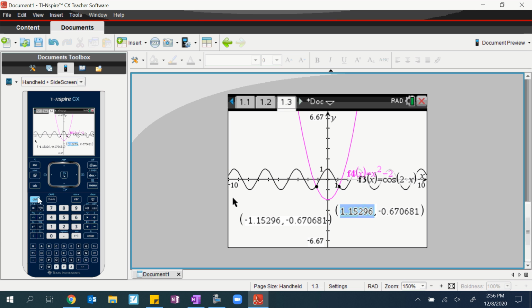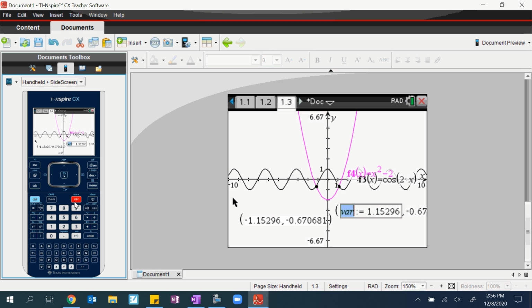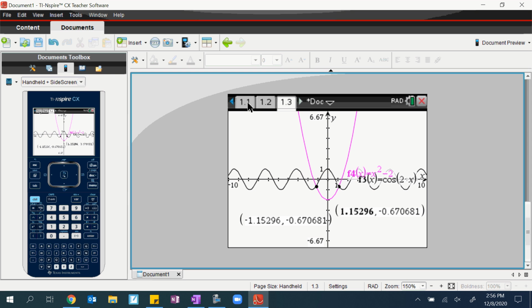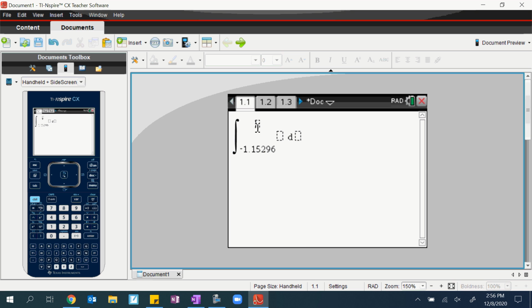It's asking what I want to store it as. I'm going to store it as B because I would have done the other one with A. Make sure you don't store them as the same name. I'm going to go back to my calculator window. And again, if I'd copied it, I could paste it here. Since I stored it as a letter, I'm just going to put in B.